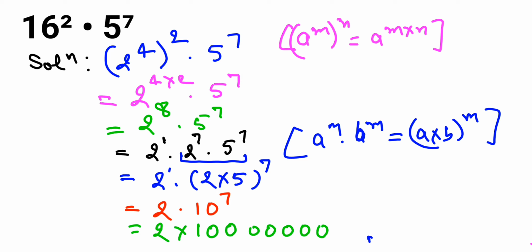2, 3, 4, 5, 6 and 7 means 2 into 1 and 7 times 0 multiply. We have 2 into 2 and 7 times 0. 1, 2, 3, 4, 5, 6 and 7. Now we get our answer.